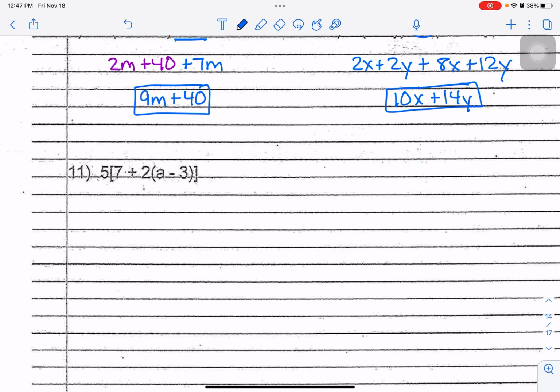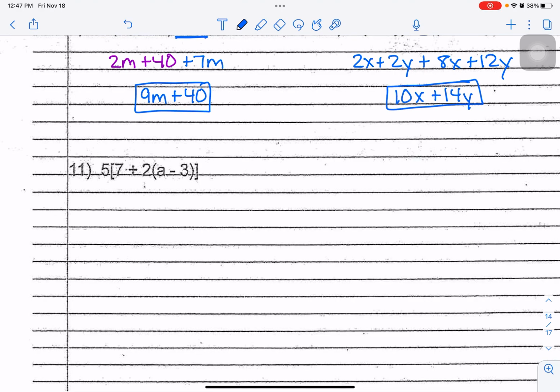When you have multiple brackets that require you to distribute, you're going to treat them like order of operations. So you're going to start with the innermost parentheses. So I'm going to leave the 5, the bracket, and I'm actually going to start by distributing the 2 because multiplication comes before addition. So I'm going to leave the 7 and now distribute this positive 2. And I would get 2a, and then 2 times a negative 3 would be a negative 6.